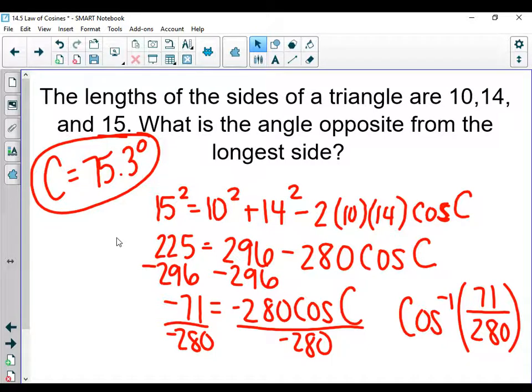All right, so if you've watched this all the way through, then again, we take it piece by piece, and then we end up taking the inverse cosine, and we should end up with an angle, sorry, of 75.3 degrees, okay?